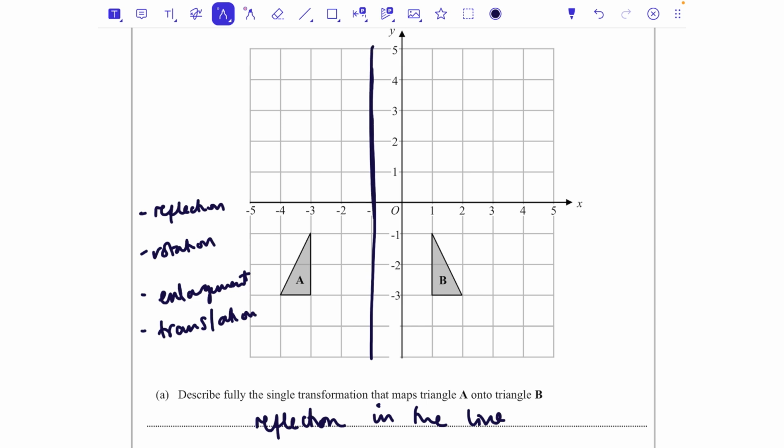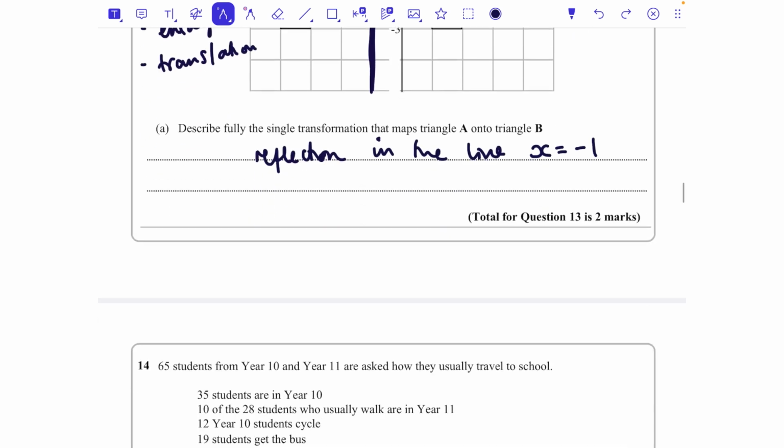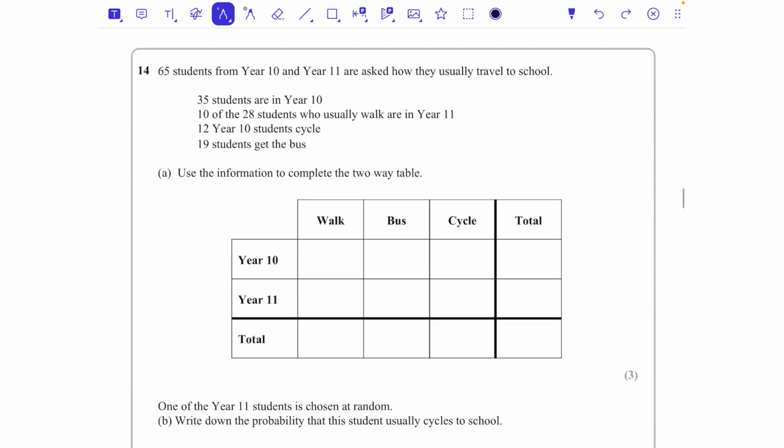This line goes through -1 on the x-axis. So that is the line x equals -1. Any line going this way is x equals the number it goes through. And any line going this way, for example, this line would be y equals 2 because it goes through 2 on the y-axis. So just in case that comes up, reflection in the line x equals -1 would be your answer there. Okay, question number 14.